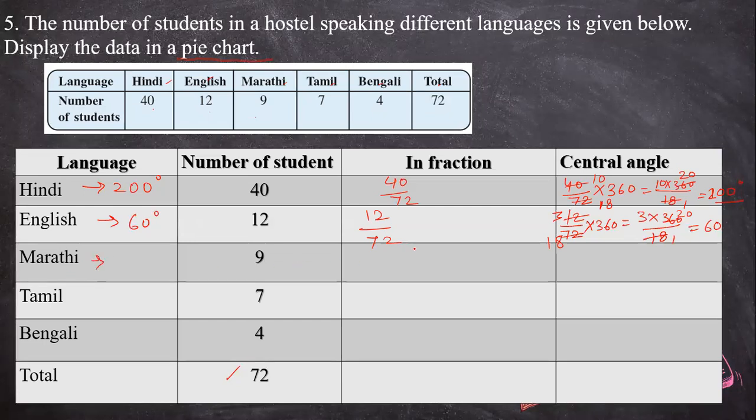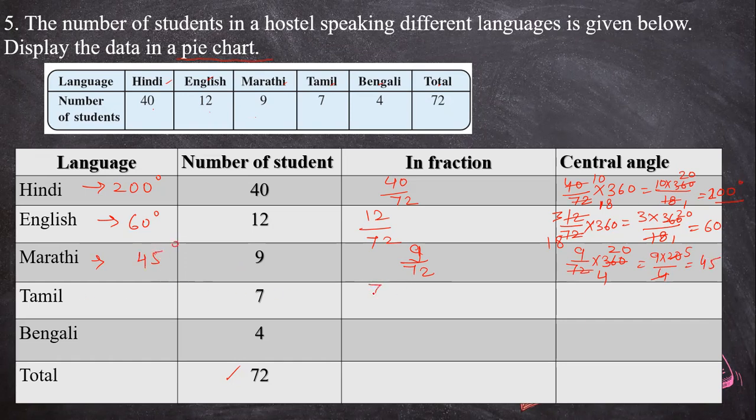Now for Marathi, 9 out of 72. Okay, so find the central angle. 9 upon 72 into 360. So now here we can simplify it. 18 twos are 36, and 18 fours are 72. Okay. So now it is 9 into 20 by 4. 4 fives are 20. 9 fives are 45. So now 45 degree for Marathi.